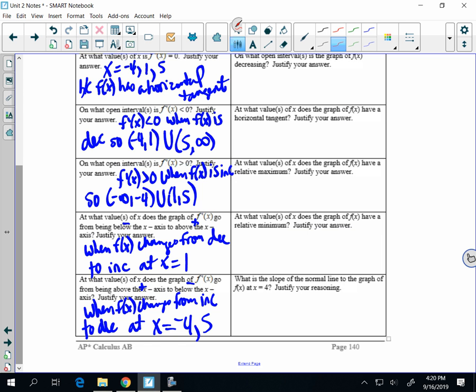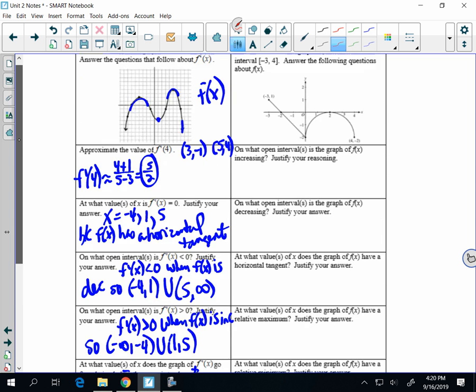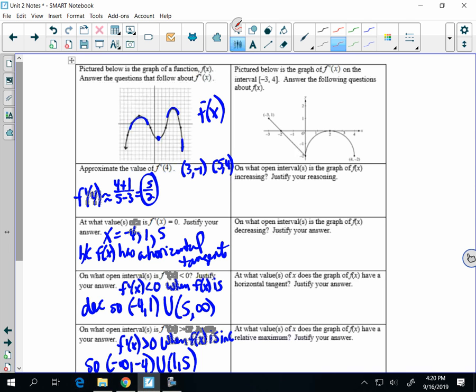Okay, so again, just getting used to that talk with the derivative. Look at this one. It says, picture below is the graph of f prime of x on the interval -3 to 4. Answer the following questions about f of x. On what open intervals is the graph increasing? Justify your answer. Notice that this is the graph of the derivative, okay?